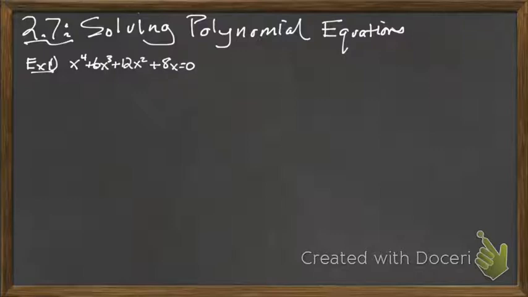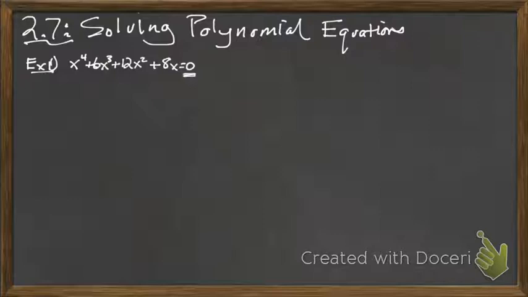So for the first example, you always want to make sure that, number one, you're set equal to 0, and I am. And you also then would want to make sure that your polynomial is written in standard form from highest to lowest exponent. And in this case it is. Now, if I can, I'm going to try to factor, because factoring actually is going to be a lot quicker and easier than anything else.